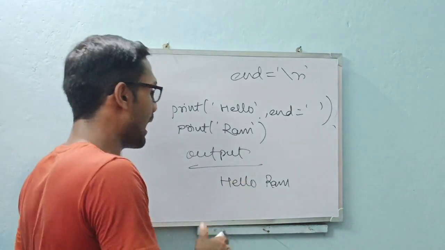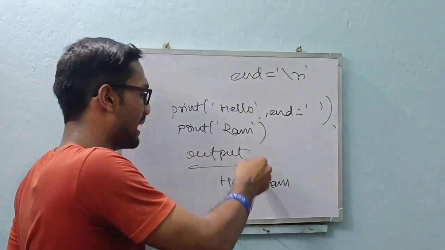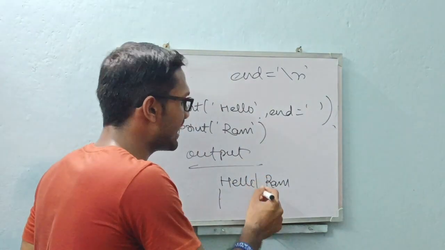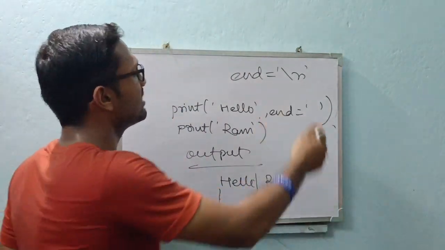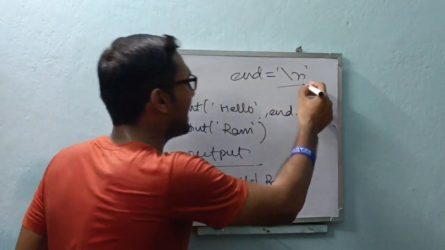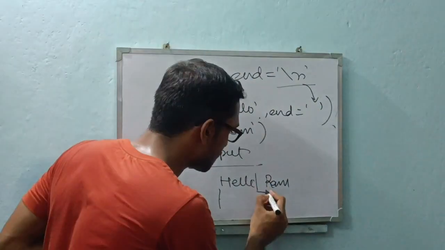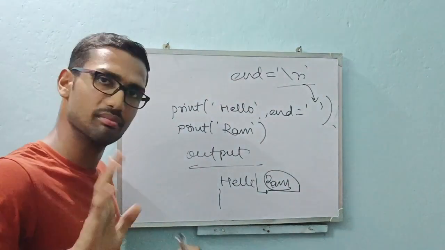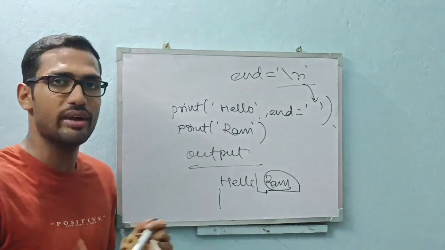It's just because after printing this argument hello, the cursor didn't move to the new line. It just stays within that line. Why? Because the end value is now changed from \n to space. So it creates a space between them and then prints the second print statement. Clear? I hope you got my point about what this end parameter is going to do.